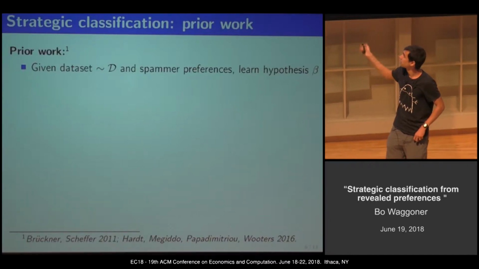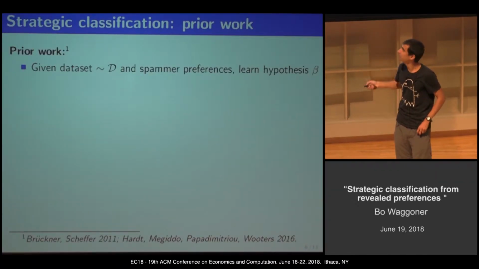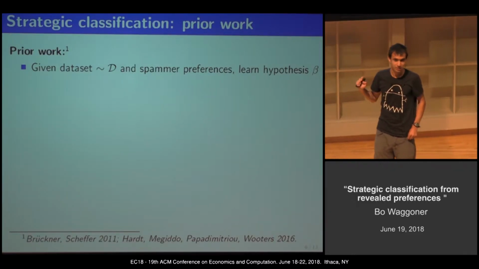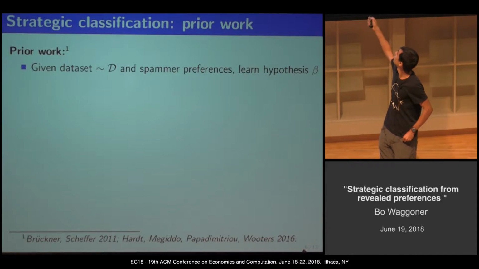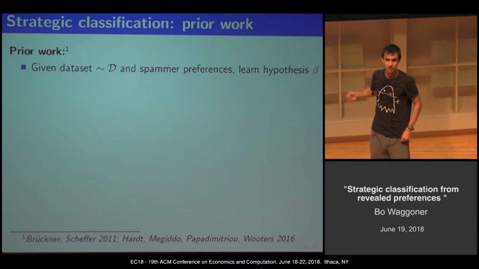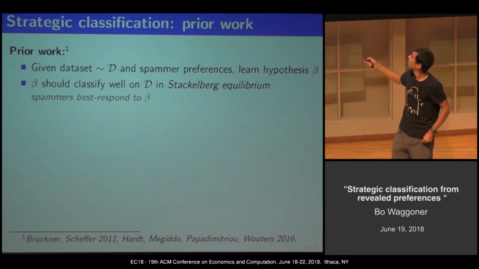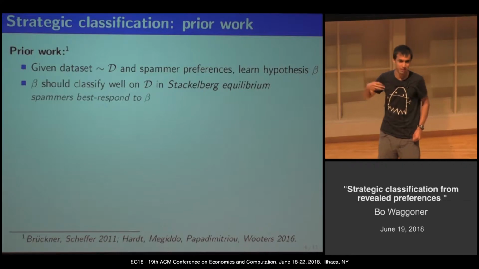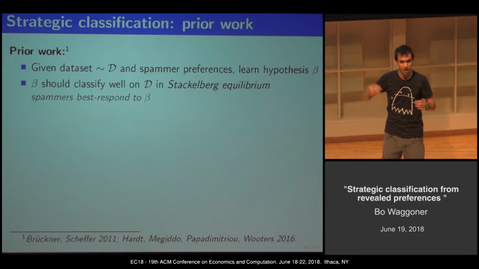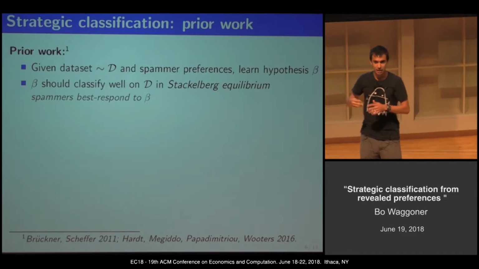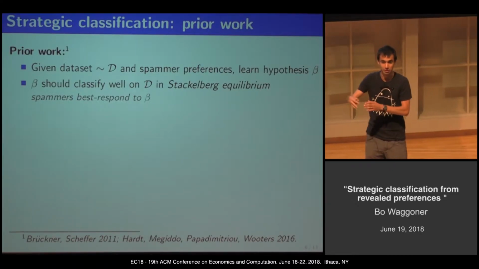But in the most closely related works, which have the same kind of model, you're given a fixed data set, and you know the spammer's preferences. Then you just want to learn this hypothesis beta that will perform well against new data. So it should classify well on this distribution. It's a sort of Stackelberg equilibrium, this kind of leader-follower equilibrium, where I propose a beta, and then the spammers will best respond to it. And I should have chosen beta optimally, knowing that they're going to best respond.